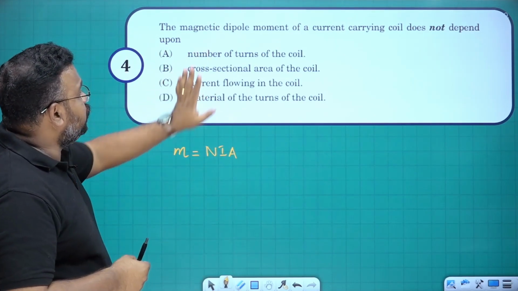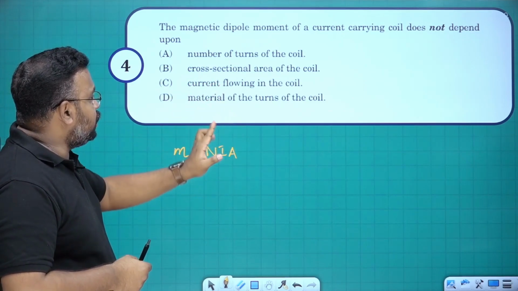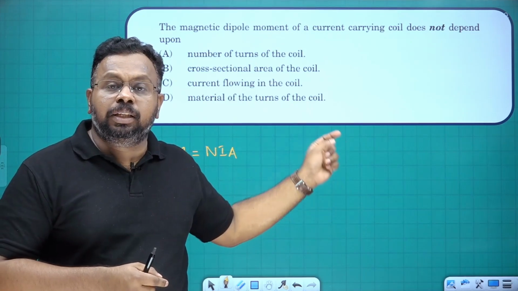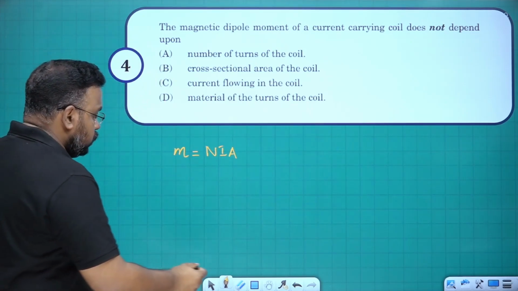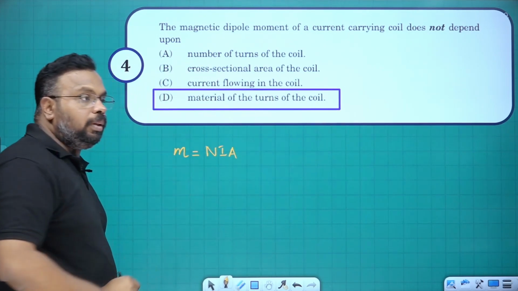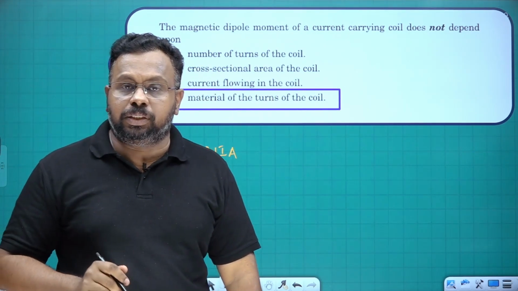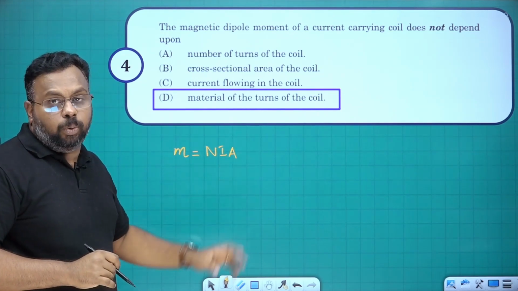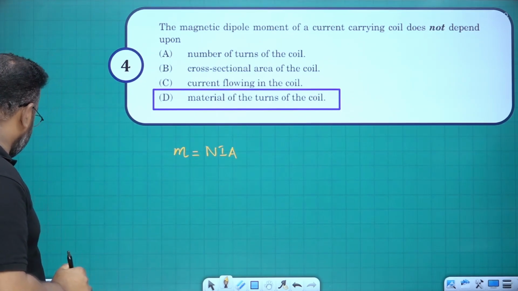Now check the options. Number of turns, it depends. Area is there. Current is there. Material of the turns of the coil: does it depend on the material? Answer is no. So the answer for this question is option D. When the material changes, there won't be any change in the dipole moment unless there is a change in these three quantities. So the fourth question is also clear, I think.